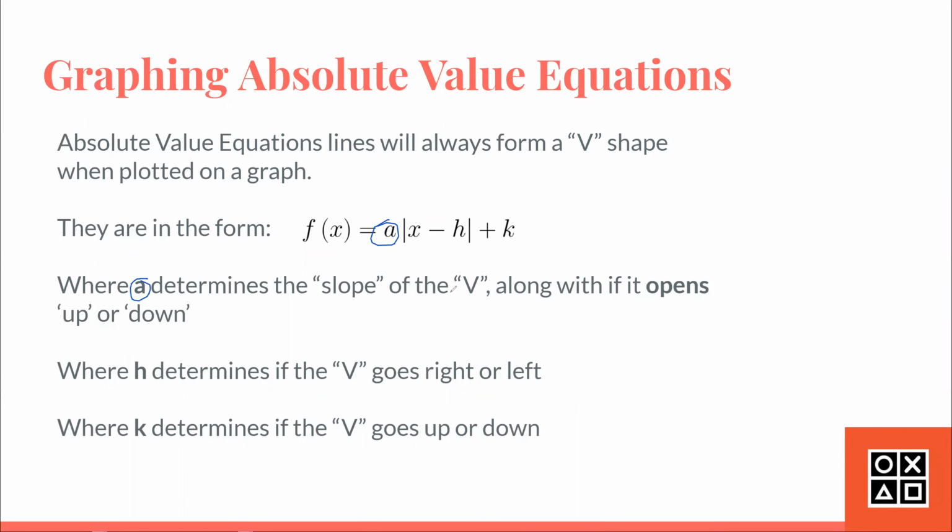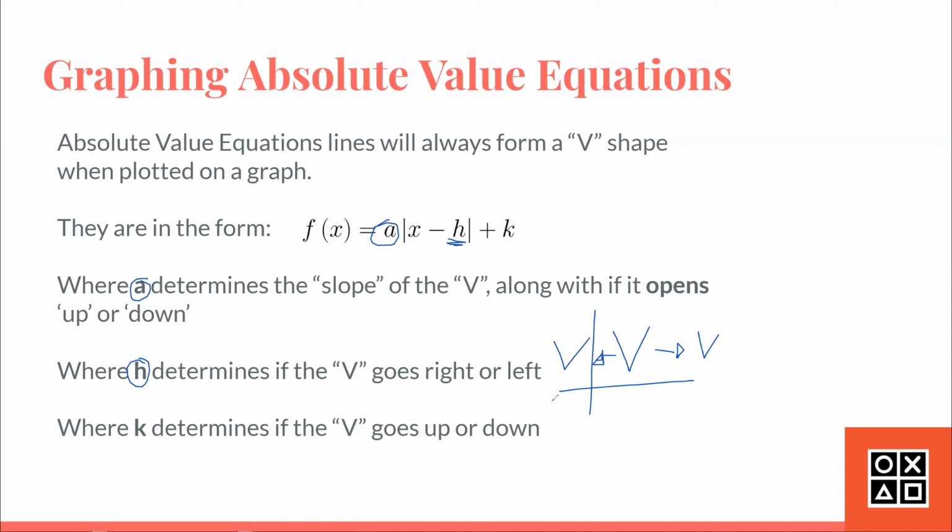Where a determines the slope of the V, along with if it opens up or down. We will talk more about opening up or down later. Where h determines if the V goes right or left. So if this is the original V, h determines if the V goes right or left.